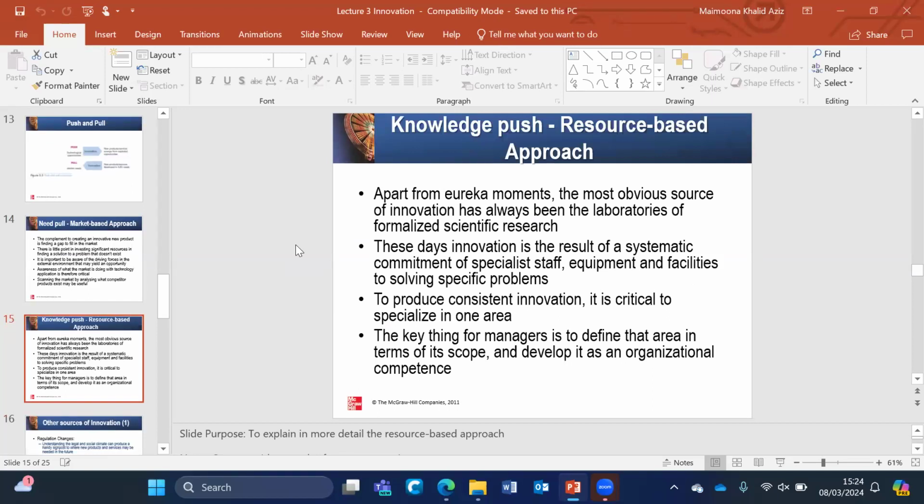The next one is knowledge push, resource based approach. Apart from the Eureka moment, the most obvious one is your staff or your employees or your knowledge that you have and that you can develop internally using all your resources to become an innovation, and that is considered an internal approach.